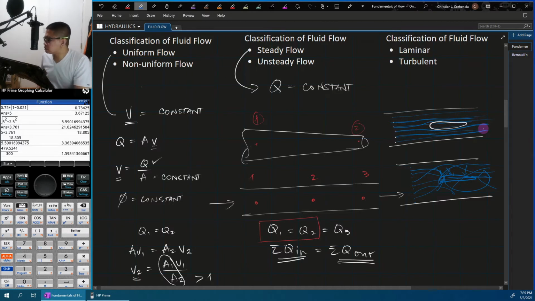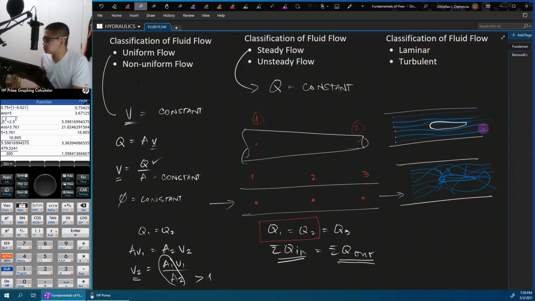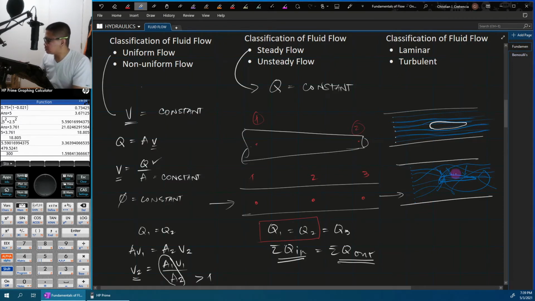So, when do we say, or how can we predict, laminar or turbulent flow? Commonly used is based on the Reynolds number. So, may formula tayo diyan, no? So, later na yun.